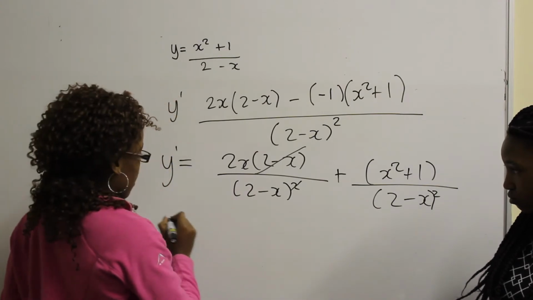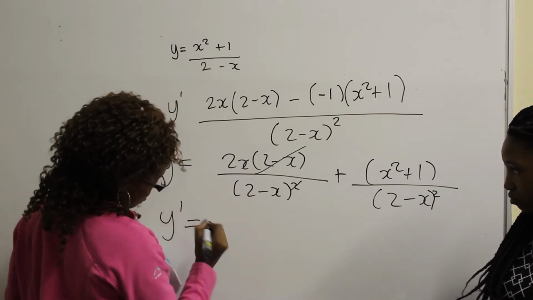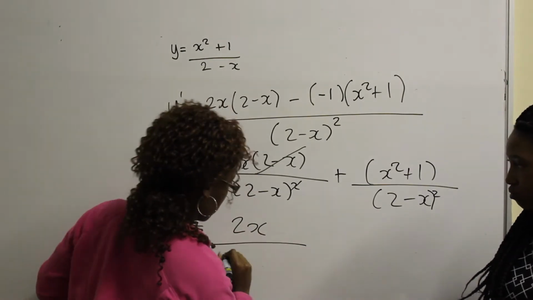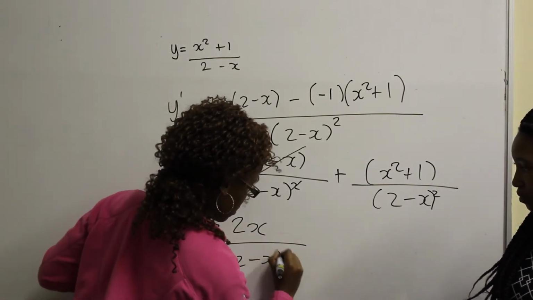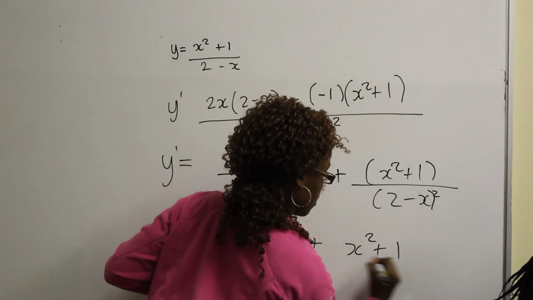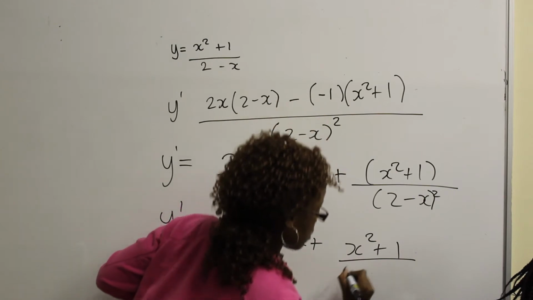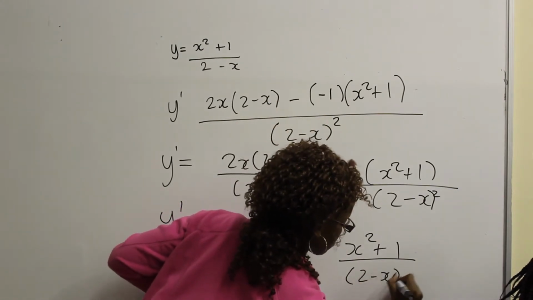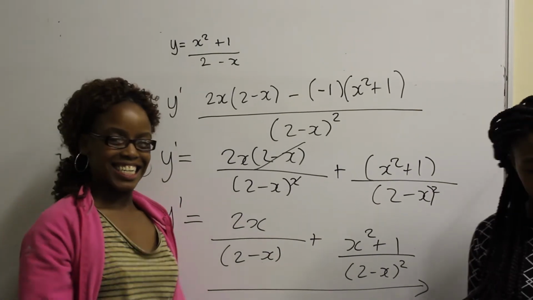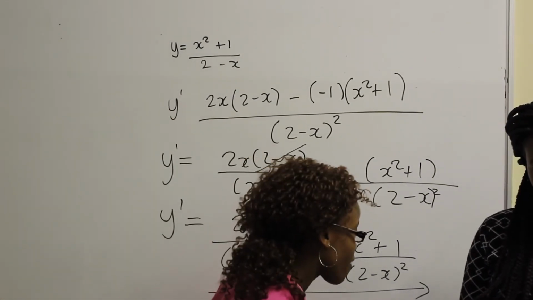Okay, so then obviously my derivative is going to be 2x over 2 minus x plus x squared plus 1 over 2 minus x squared. And that's it.